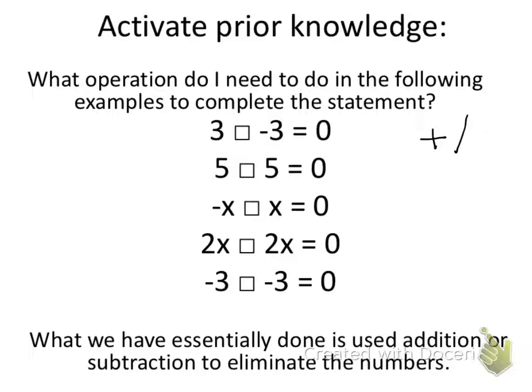Okay, so let's complete the statements. We're going to fill in the box with what we think we need to do. So 3 and -3. Do you add or subtract? 5 and 5. Do you add or subtract? -x and x. Do you add or subtract? 2x and 2x. Add or subtract? -3 and -3. Add or subtract? What do you got to do to make them equal 0?